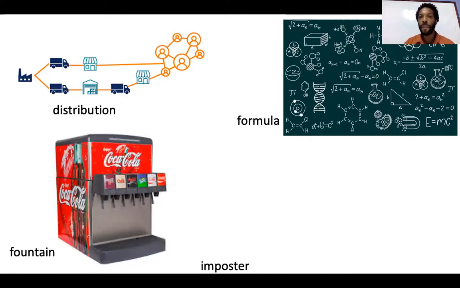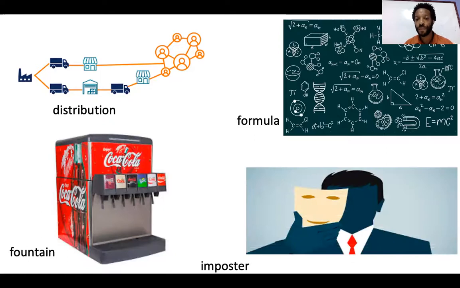The next word, imposter. An imposter is someone that copies a product and it's not real. For example, let's say I make a fake brand and I call it Apple, but it's not really Apple. It's my brand. I am an imposter. I am cheating.